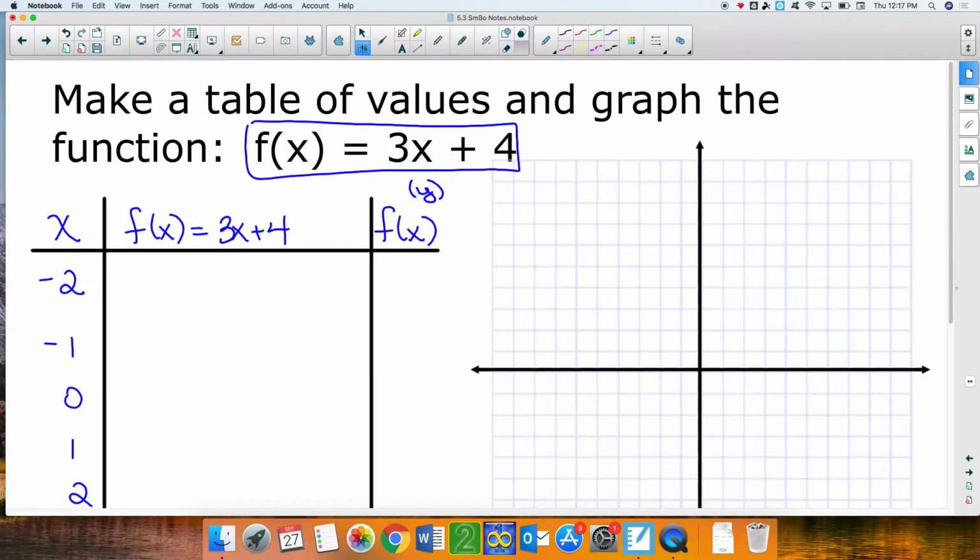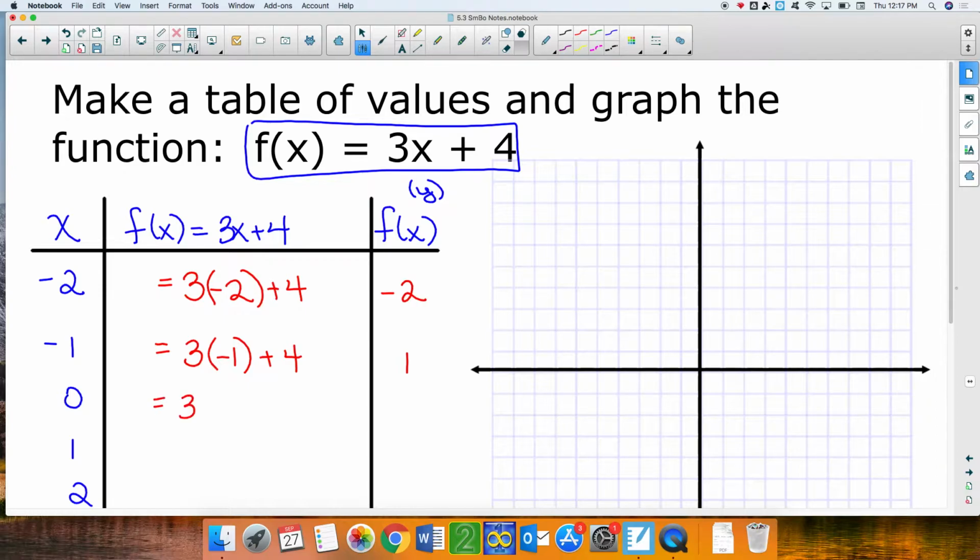So the first thing we're going to do is plug in -2. I'm going to rewrite my function, and instead of x, I'm plugging in the number in parentheses. So don't forget that. You could just do this on your calculator, 3 parentheses -2 parentheses plus 4. And when you do that, you're going to get out -2. Now I'm going to plug in -1. I'm going to do the same thing, 3, instead of -2, now I'm plugging in -1. So 3 times -1 is -3, plus 4 is +1.